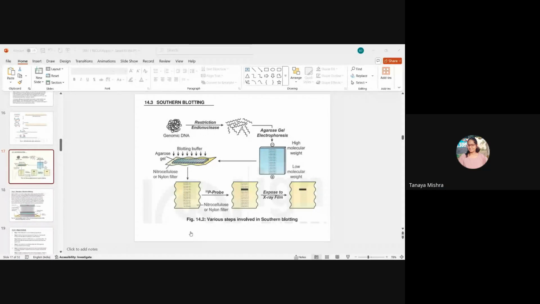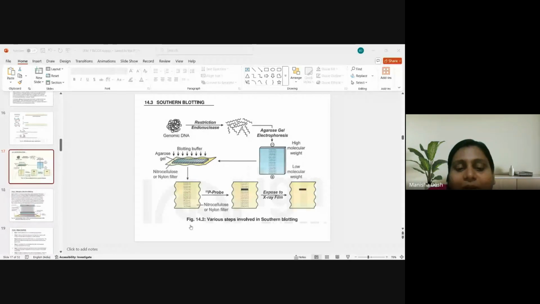Can the restriction site be in the middle of the gene? Usually no, they will be towards the terminal part, because if it is in the middle of the gene, then the function of the gene will be disrupted. But sometimes, when mutations occur, a restriction site can arise in the middle of the gene.